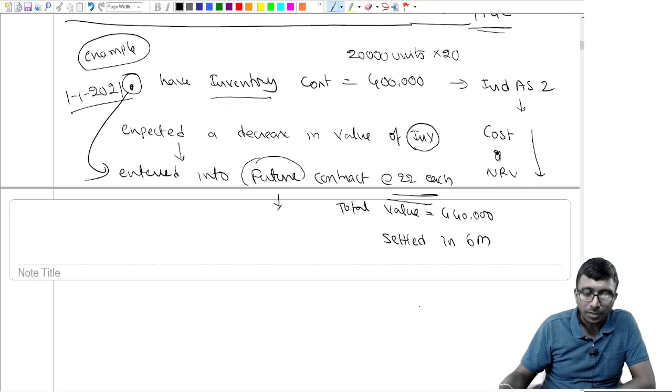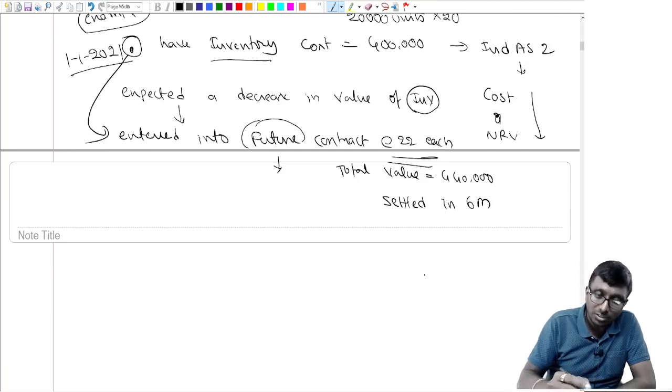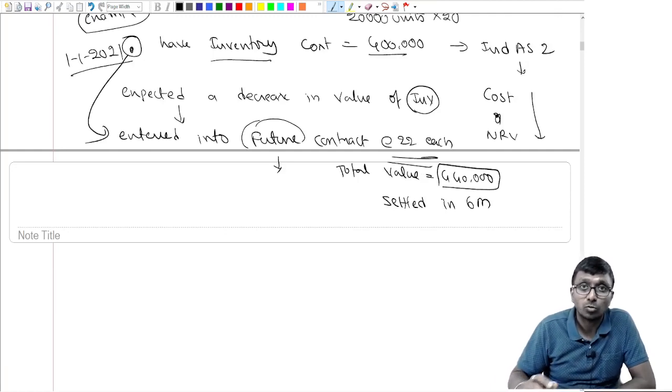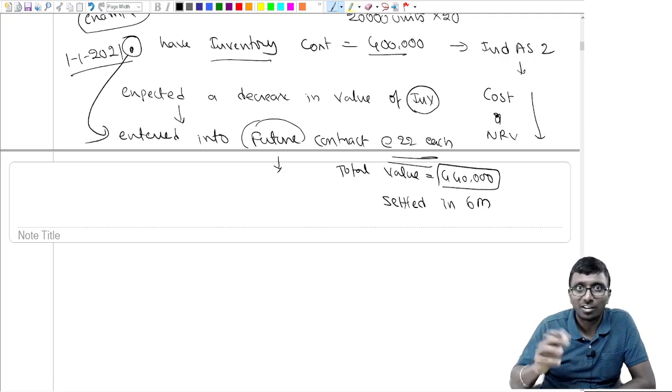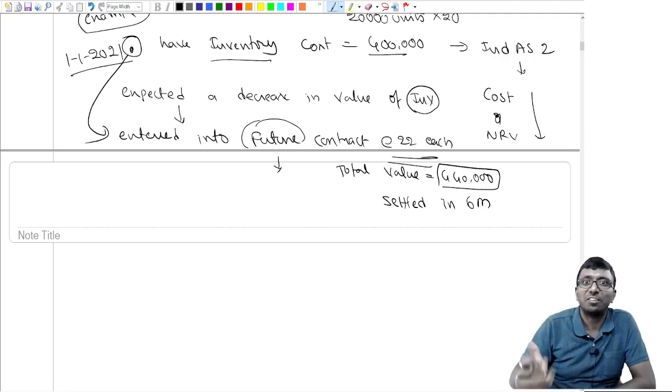Fine, no problem. Now what is happening? My cost is equal to 4 lakh, and at minimum 4,40,000 rupees I will be able to get. Correct? Means 40,000 I am in a gaining position. It is a future contract. It may lead to gain or loss depending upon the future inventory value, which is not known to you.